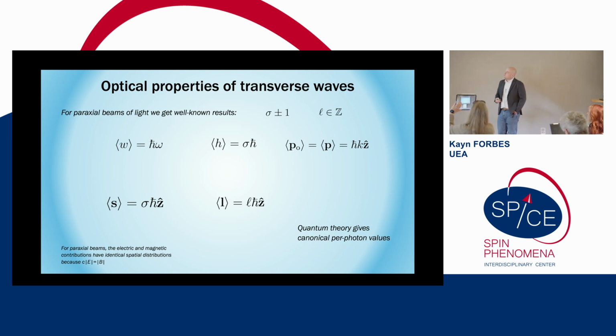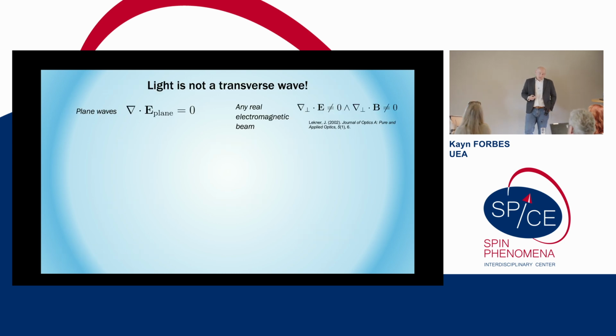Applies to paraxial beams, well known. But light is not a transverse wave. Plane waves, yes, they're transverse, but they're fictitious. They don't actually exist. These beams do not. You can't have beams which extend into infinity like a plane wave. For any real electromagnetic beam, you've got a transverse cutoff, right? In its distribution, it's not actually a plane wave, or it can't actually infinitely extend.